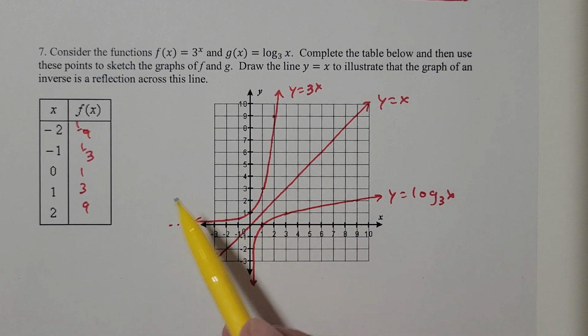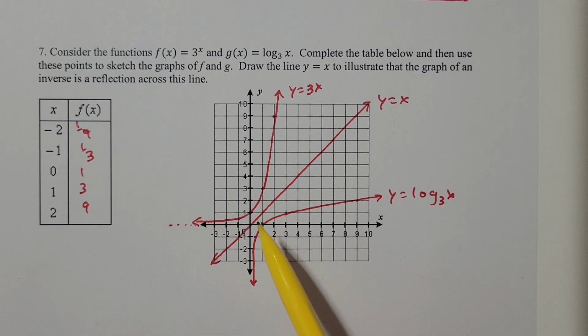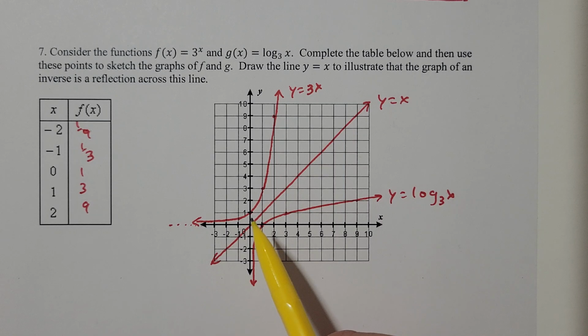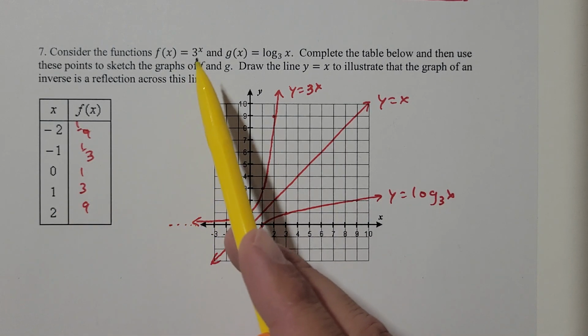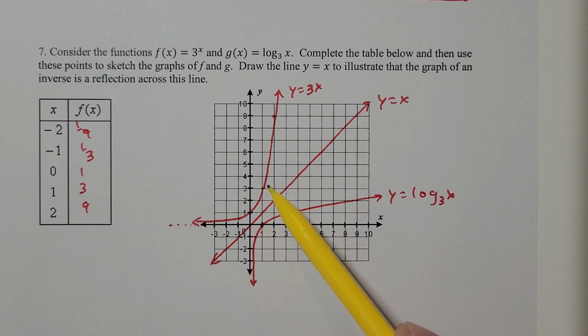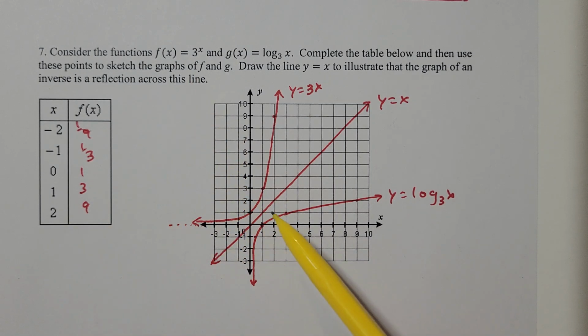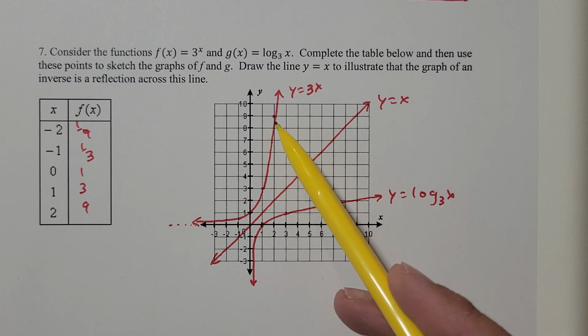If x is 0, anything to the 0 power is always 1. So this curve, just like any other basic exponential, y equals a to the x, will always cross the y-axis at 0, 1. That will always happen. So here's 0, 1. Now if x is 1, 3 to the first power is 3, so 1, 3 is on the graph. And if x is 2, 3 squared is 9, so 2, 9 is on the graph there.